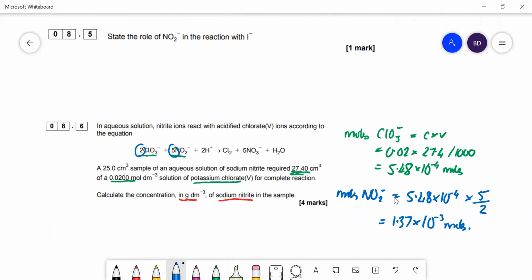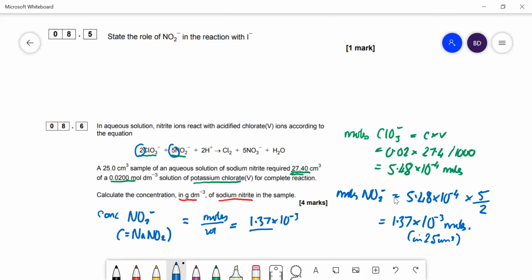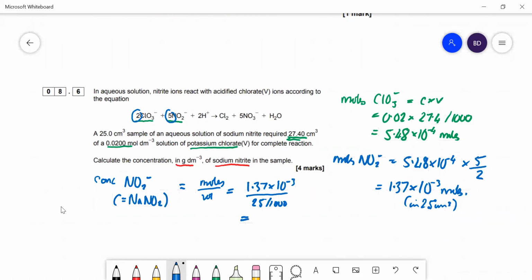Right, let's work out the concentration of the nitrite then. So this was in 25 centimeters cubed. So the concentration of the nitrite, which is equal to the concentration of sodium nitrite, it's 1 mole, is equal to moles over volume, 1.37 times 10 to the minus 3 divided by 25 over 1,000. That gives us 0.0548 moles per decimeter cubed.